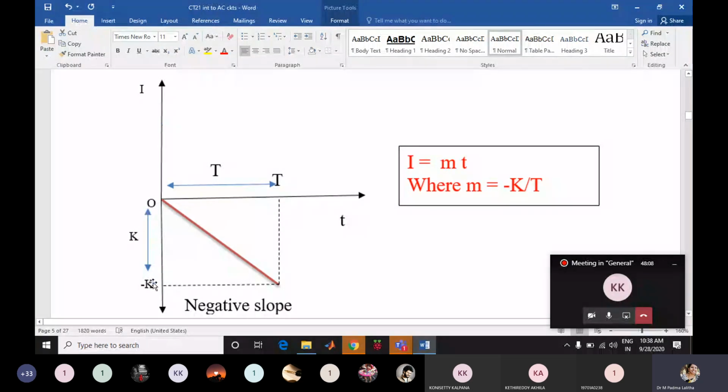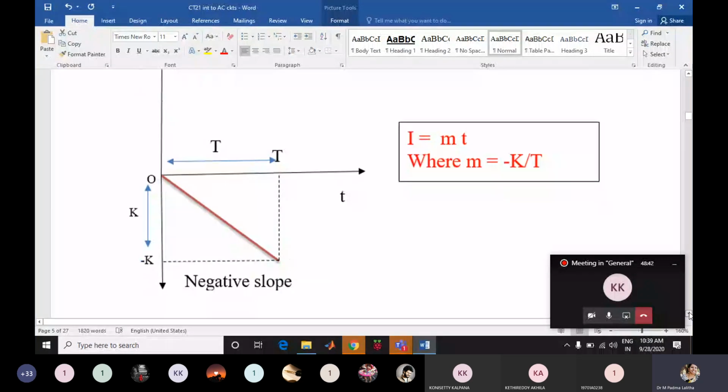This is the vertical difference and this is the horizontal difference. This is k and this is t. So vertical difference by horizontal difference is k by t. Here it is a negative slope, so it is minus k by t. What is the current expression here? Because this is the current waveform, i of t is equal to m t, where m is equal to minus k by t. Similarly, positive slope.